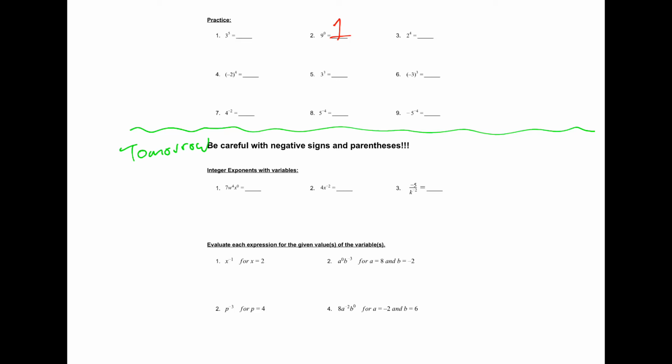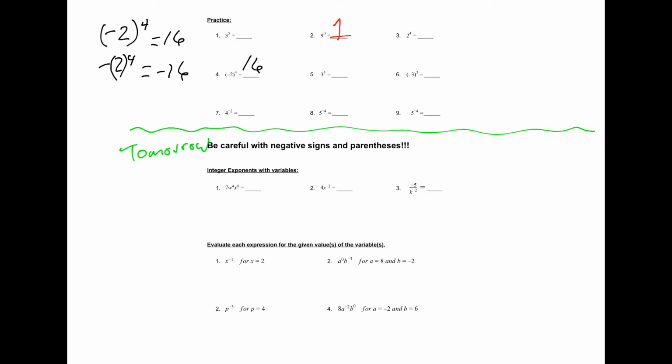Then let's look at number 4. So negative 2 to the 4th. Remember that negative 2 to the 4th is different than negative 2 to the 4th, because in this one, the exponent of 4 is only being applied to the 2. So in this case, it's going to be a positive 16. And in this case, 2 to the 4th is 16, but then you've got to tack on the negative in front of it. So this answer right here is going to be positive 16 based on that.